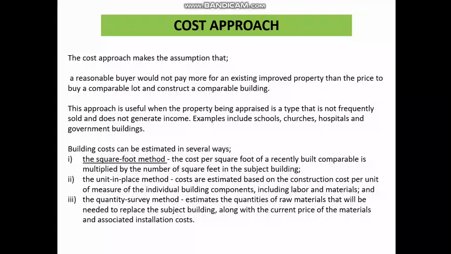The first one is the square foot method, where the cost per square foot of a recently built comparable is multiplied by the number of square feet in the subject building. The unit-in-place method: the costs are estimated based on the construction cost per unit of measure of the individual building components, including labor and materials. And finally, the quantity survey method estimates the quantities of raw materials that will be needed to replace the subject building, along with the current price of the materials and associated installation costs. Okay, so this is the cost approach. So there are three types of building cost approach.